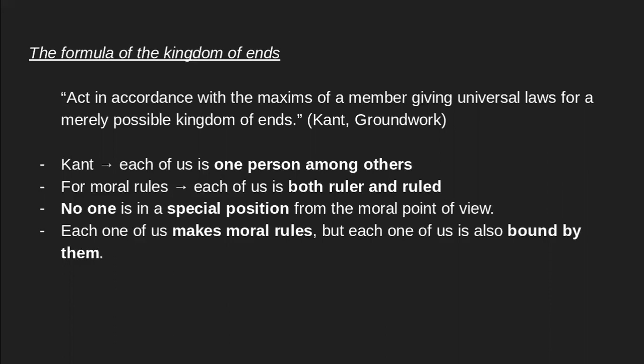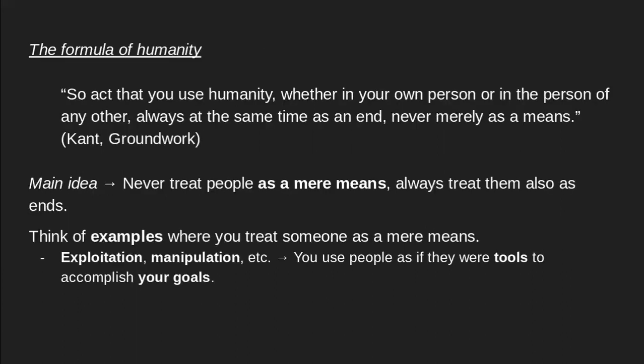So each of us is one person among others. This is one of the ideas in this formulation of the categorical imperative. And from the point of view of moral rules, each of us is both ruler and ruled. We are giving universal laws, so in that sense we are rulers in a kingdom. We make the rules, but we are also ruled by these rules. No one is in a special position from the moral point of view. Even if you are king of this moral kingdom, you cannot create an exception for yourself. You're bound by these rules as well. Each of us makes moral rules, but each of us is also bound by them. These are the ideas incorporated in this formulation of the categorical imperative. It's more or less clear, I think.